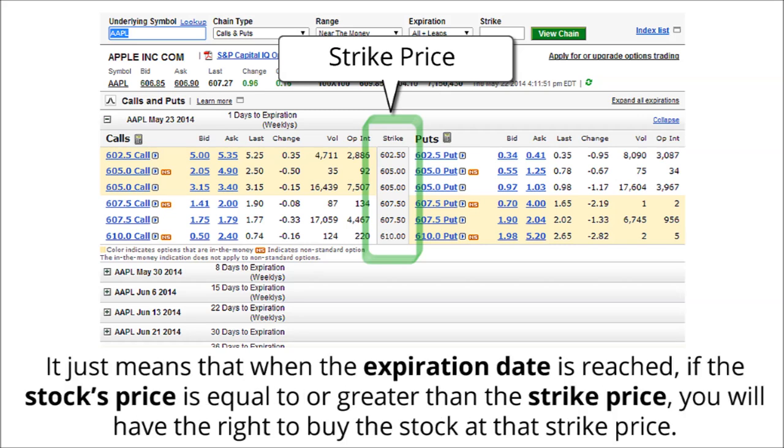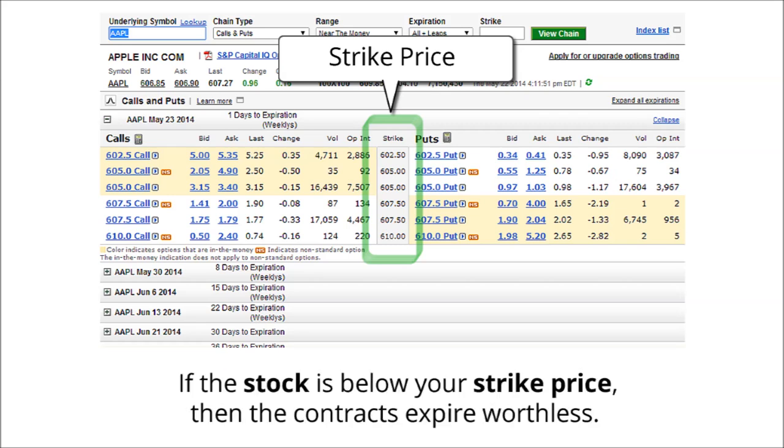It just means that when the expiration date is reached, if the stock's price is equal to or greater than the strike price, you will have the right to buy the stock at that strike price. If the stock is below your strike price, then the contracts expire worthless.